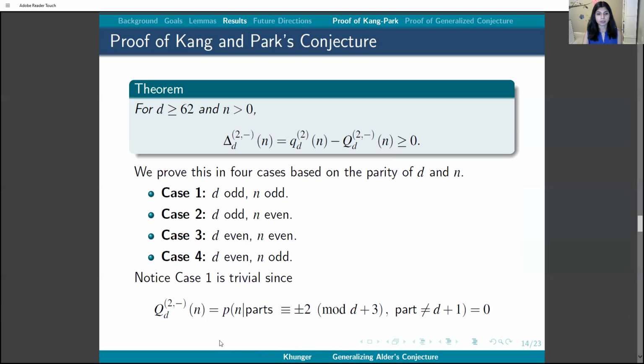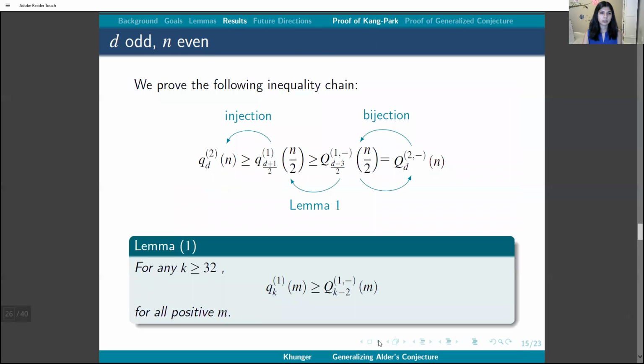Let's take big Q sub d,2 dash of n. Well, by definition, this is the number of ways to partition n, an odd number, into parts congruent to plus or minus 2 mod d plus 3. Now, since d is odd, that means that d plus 3 is even. And since these parts are congruent to plus or minus 2 mod an even number, these parts must all be even. So we're trying to partition an odd number into even parts, which isn't even possible. So therefore, this big Q sub d,2 dash of n is equal to 0, and therefore this delta function is trivially non-negative.